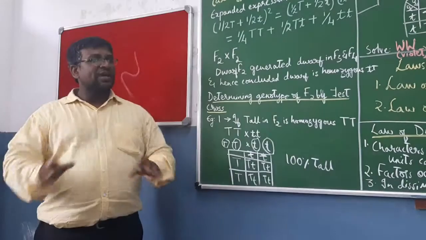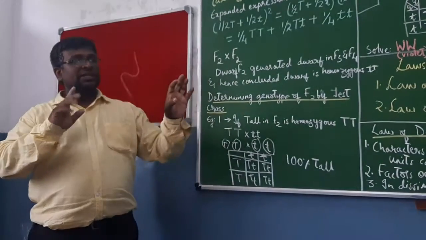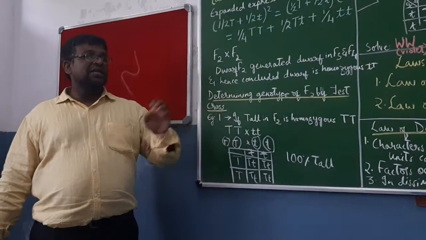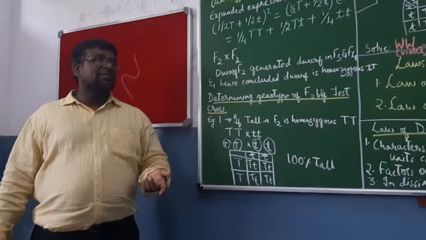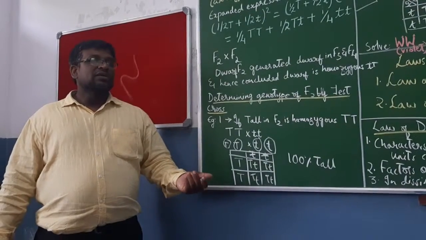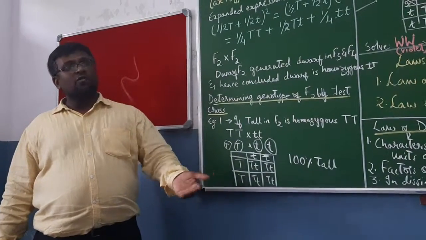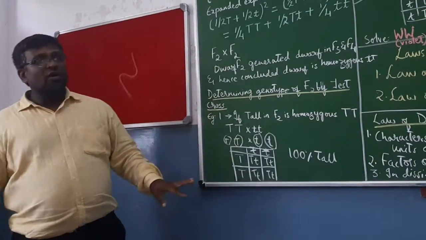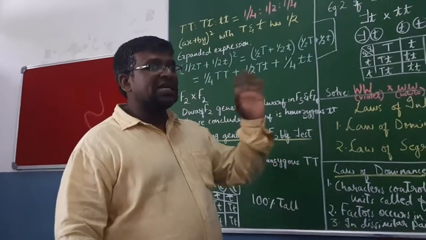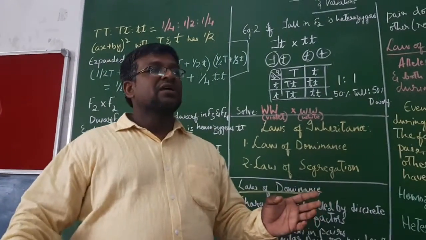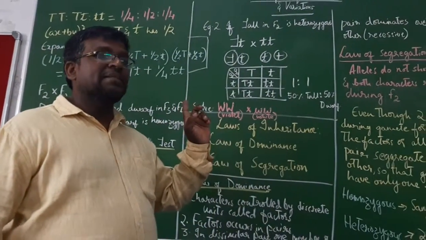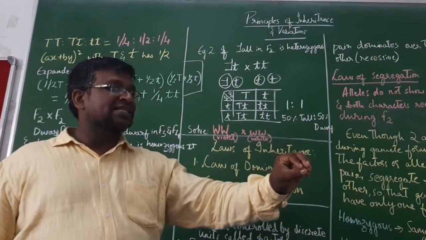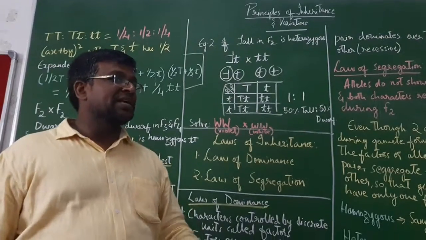So what does it indicate? Whenever you cross an unknown parent with the recessive parent and you get 100% tall or 100% dwarf, what can you conclude about F1 or F2? It is homozygous tall or homozygous dwarf. So that is how you can conclude. If you are going to get 50% tall, 50% dwarf, then you can conclude that the F1 generation or the unknown parent is heterozygous tall, capital T small t.